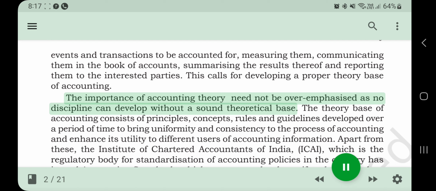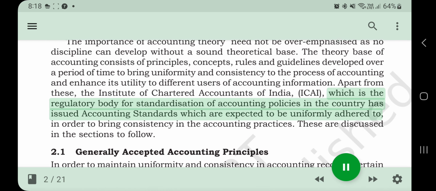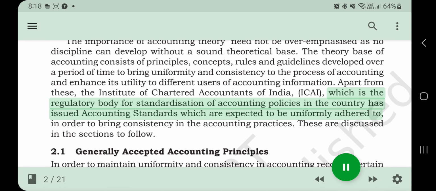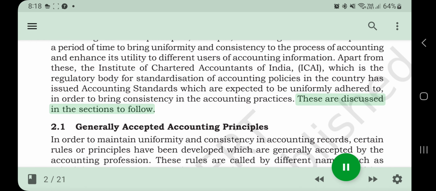The importance of accounting theory need not be overemphasized as no discipline can develop without a sound theoretical base. The theory base of accounting consists of principles, concepts, rules and guidelines developed over a period of time to bring uniformity and consistency to the process of accounting and enhance its utility to different users of accounting information. Apart from these, the Institute of Chartered Accountants of India, ICAI, which is the regulatory body for standardization of accounting policies in the country, has issued accounting standards which are expected to be uniformly adhered to, in order to bring consistency in the accounting practices. These are discussed in the sections to follow.